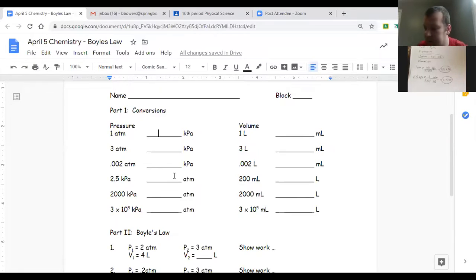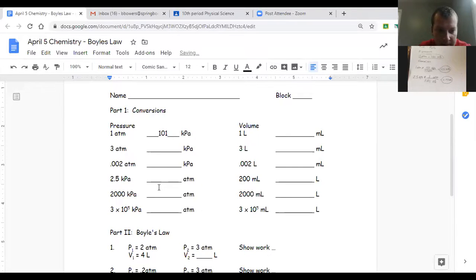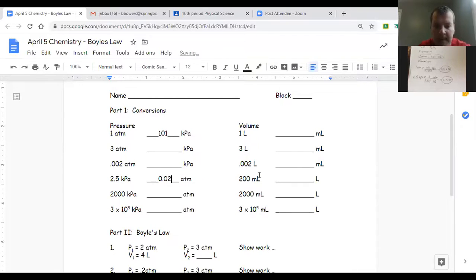So that is 2 of your answers from the left side. I'm going to type that in right here. The first one was 101. Down here was 0.02. So those are 2 answers. If you're going to kPa, kPa goes on the top. If you're going to ATM, ATM is on top. Hopefully that makes sense.